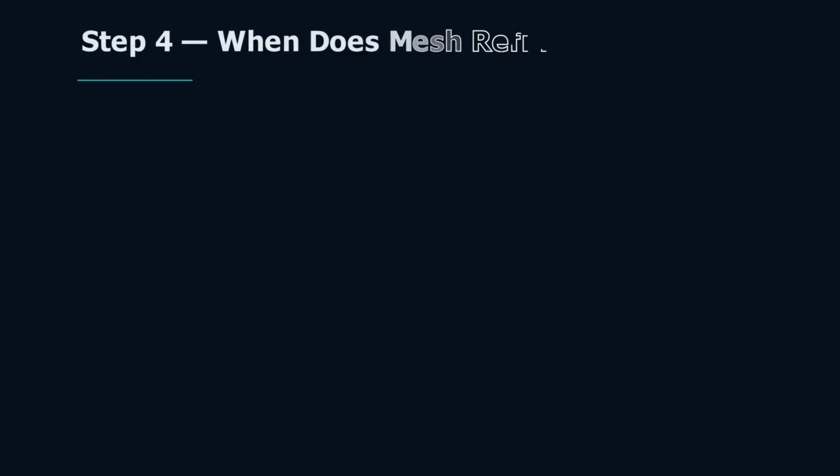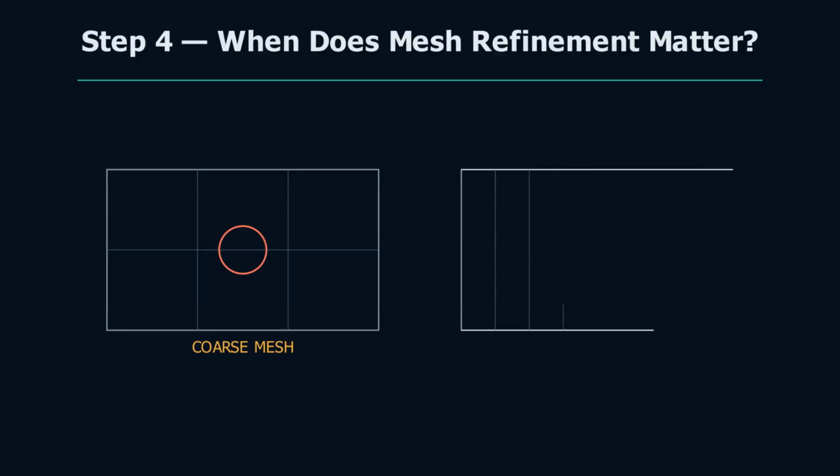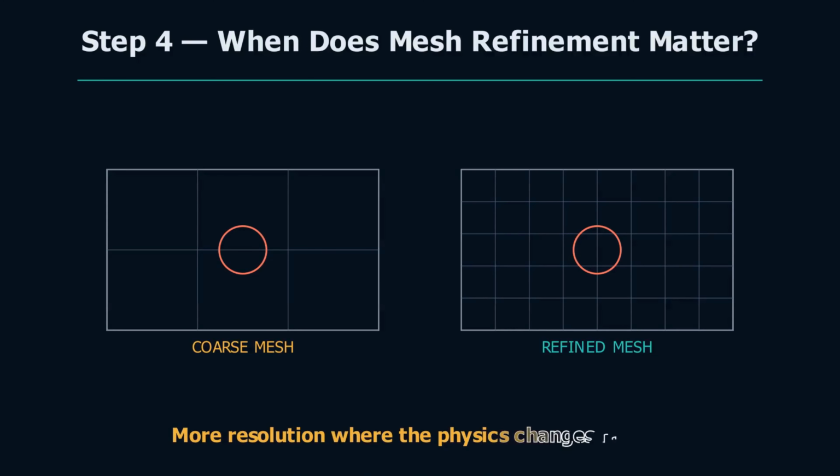So why do engineers usually perform mesh refinement? Because real structures are rarely as simple as our uniform bar. Consider a plate containing a hole. The stress field changes rapidly around the hole. A coarse mesh may not have enough resolution to represent that variation accurately. A refined mesh provides more resolution where the engineering quantity changes rapidly.